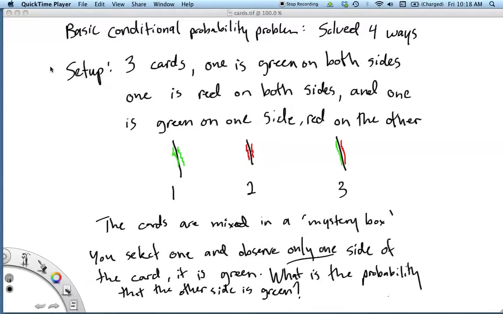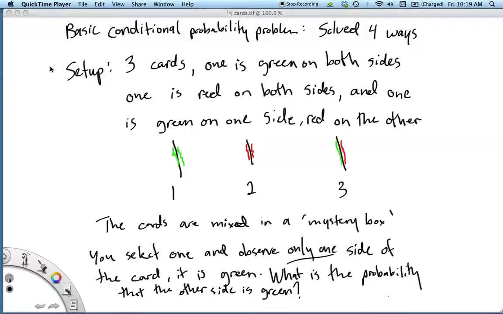Hello and welcome. In this video I'm going to show how to solve a basic conditional probability problem. I'm going to show how to solve it in 4 different ways. The ways are related, but as you'll see, they will run the gamut from being very computation and formula intensive to being essentially very pithy and concise.